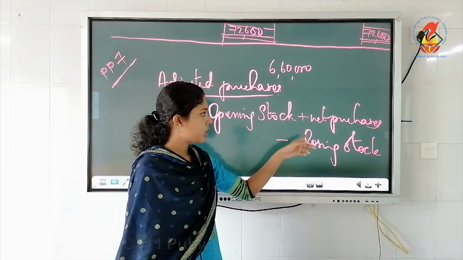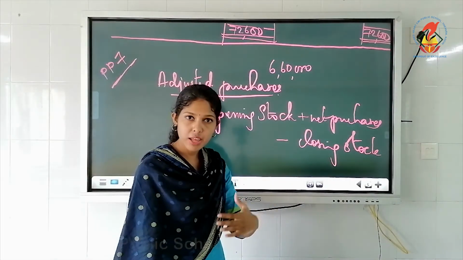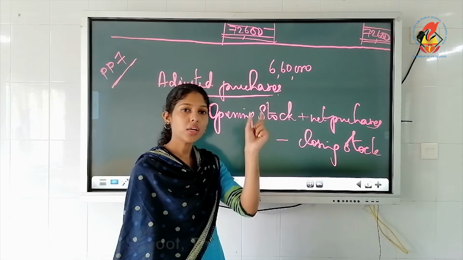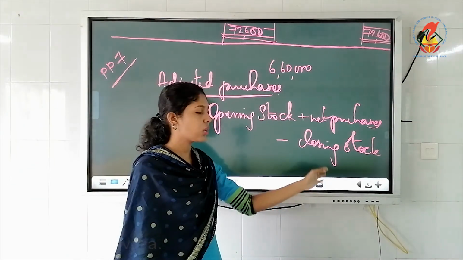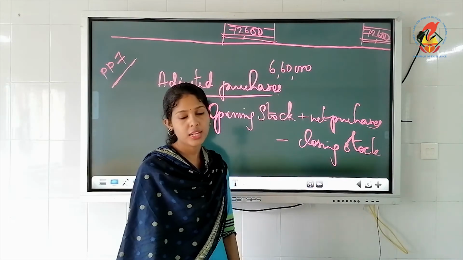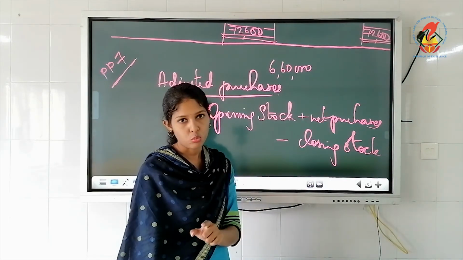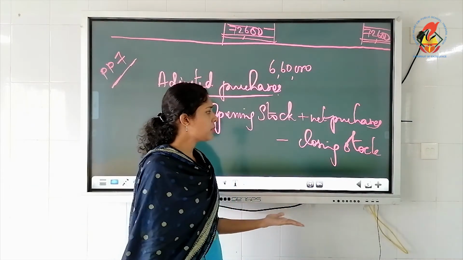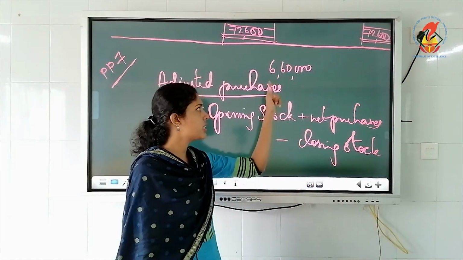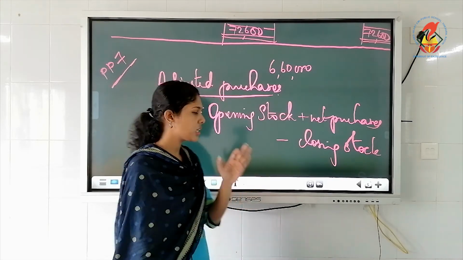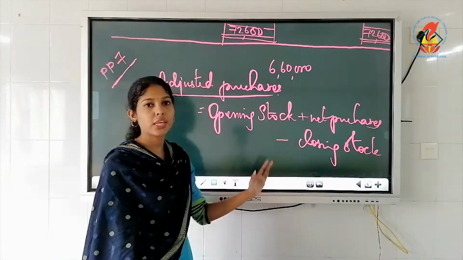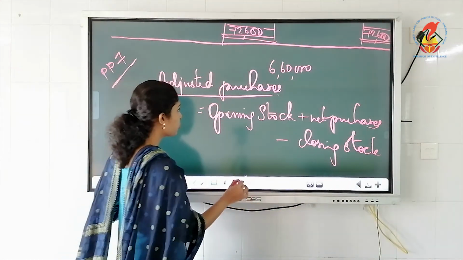Similarly, to purchases, should we write again? No, we already wrote to adjusted purchases, that is enough. Then should we write closing stock on the credit side? In this situation, no. Because again the same reason, everything is adjusted in this 6,60,000. So you just have to write to adjusted purchases on the debit side. So I'll show you how to write that.